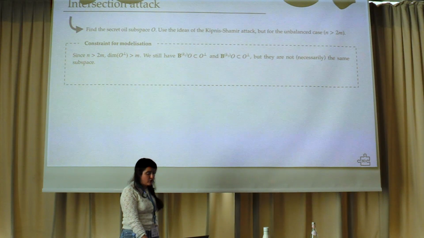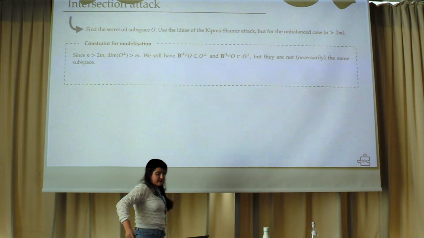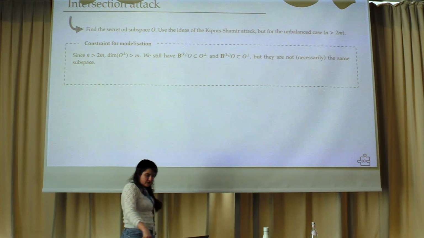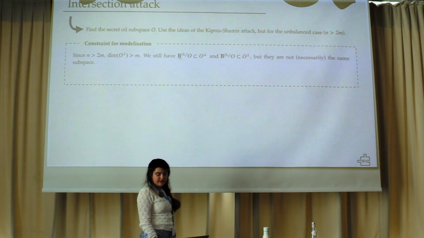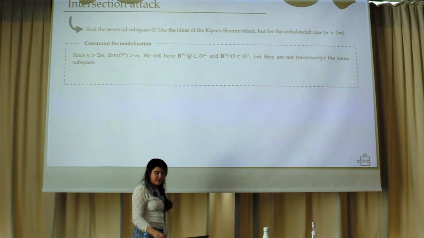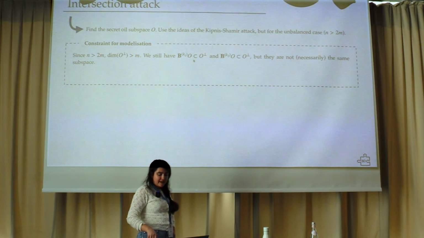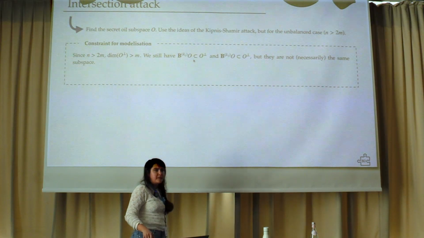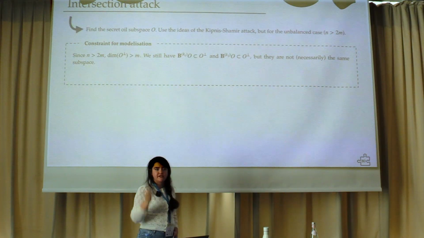So now, as I said before, since n is bigger than 2 times m, the dimension of the orthogonal complement of this O is going to be bigger than m also, okay? So we still have that B times O is a subspace of this. And we have all of the constraints, but it's only a subspace, and we don't have equality. They're not necessarily the same subspace, okay? So what we're going to do here is try to find vectors in the intersection of these two.